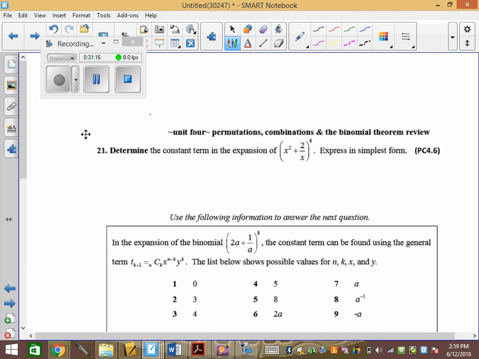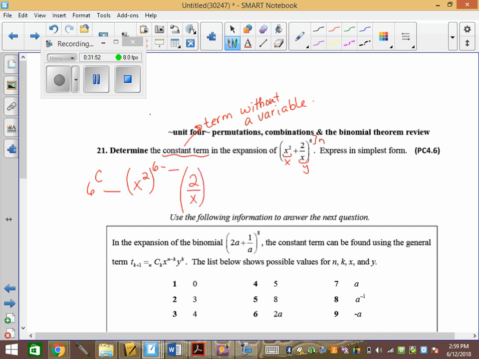Okay, this one comes up often too. Determine the constant term. What's the constant term mean? A term without a variable. So we don't know what K is again, but we do know what X is. We know what Y is. We know what N is. So let's fill in what we do know. So it's going to be 6C blank, X squared to the 6 minus blank, 2 over X to the blank.